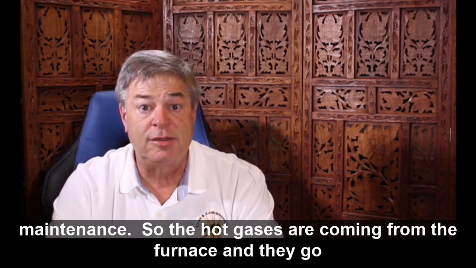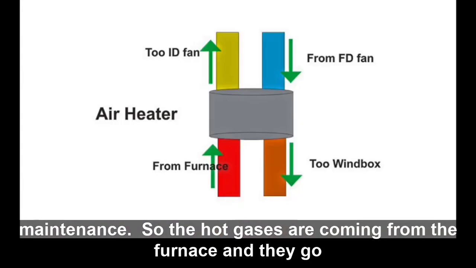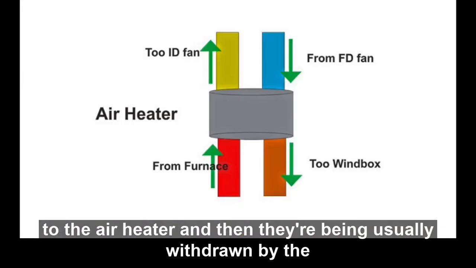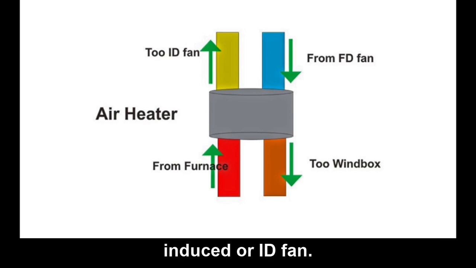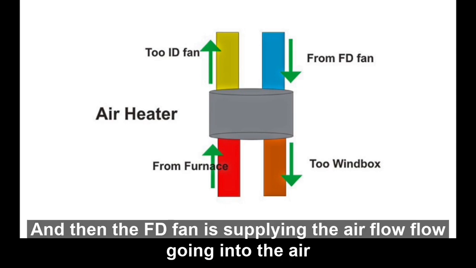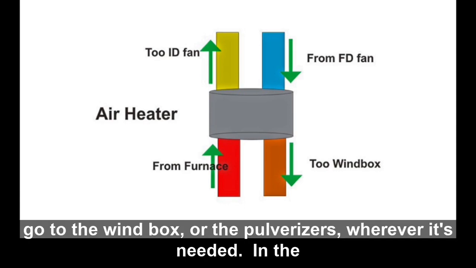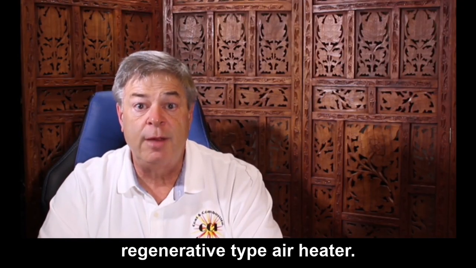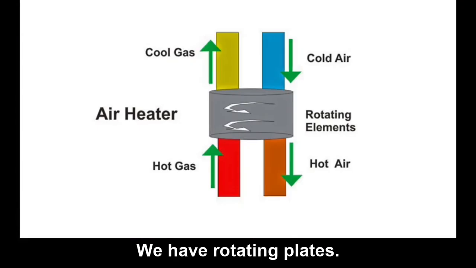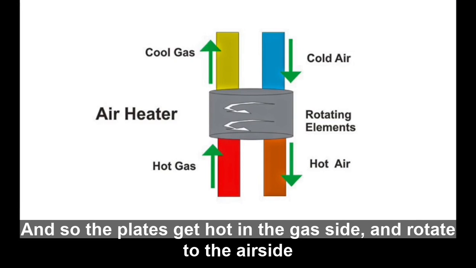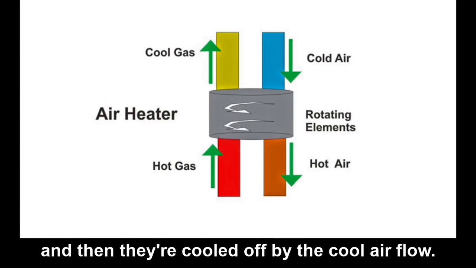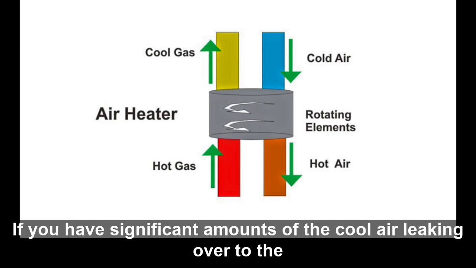So the hot gases are coming from the furnace, and they go through the air heater, and then they're usually withdrawn by the induced draft or ID fan, and then the FD fan is supplying the airflow going into the air heater, and after it's heated up, it tends to go to the wind box or the pulverizers wherever it's needed. In the regenerative type air heater, we have rotating plates, and so the plates get hot in the gas side and rotate to the air side, and then they're cooled off by the cool air flow.